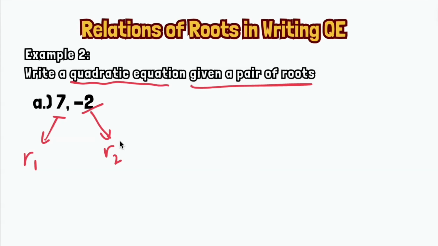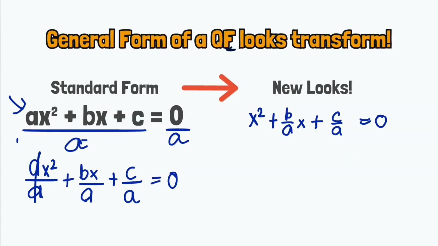Okay? So, balikan lang natin kanina yung ginawa natin na transformation. Okay? So, dito sa part na to.